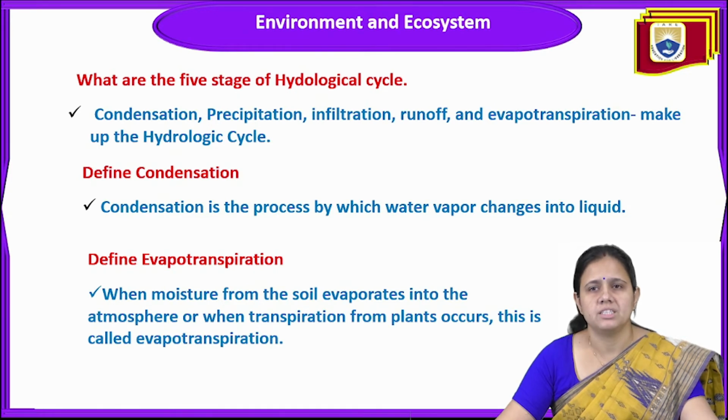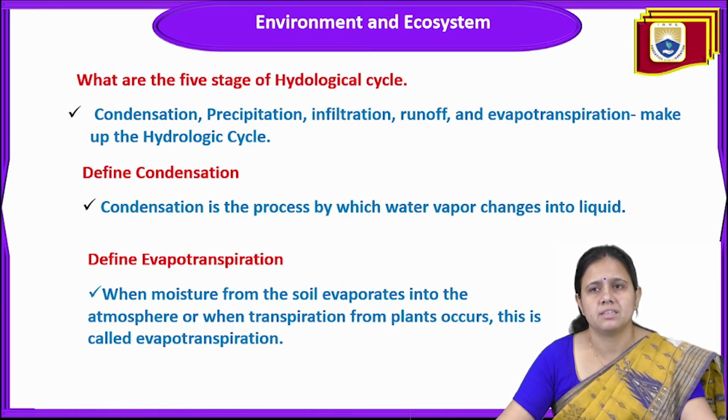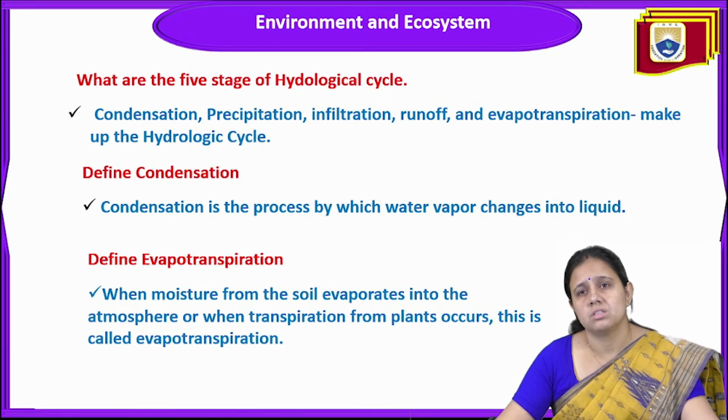Means first of all condensation will take place. It is the formation of water vapor into the liquid, and then precipitation will be there, that is the rain, and then infiltration is there, means infiltration is the filtration of water through the soil to the groundwater, and then some runoff is there, means water runoff is there. In evapotranspiration means again this evapotranspiration process will start, and that water will again go to the clouds. So this is all together will make a hydrological cycle.